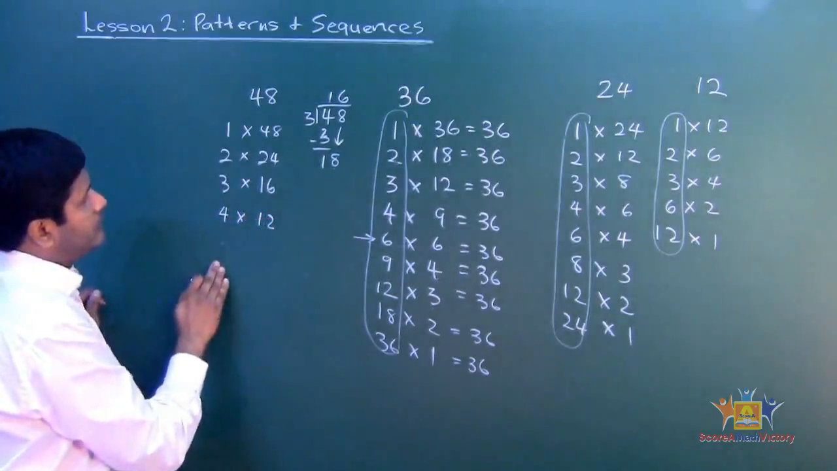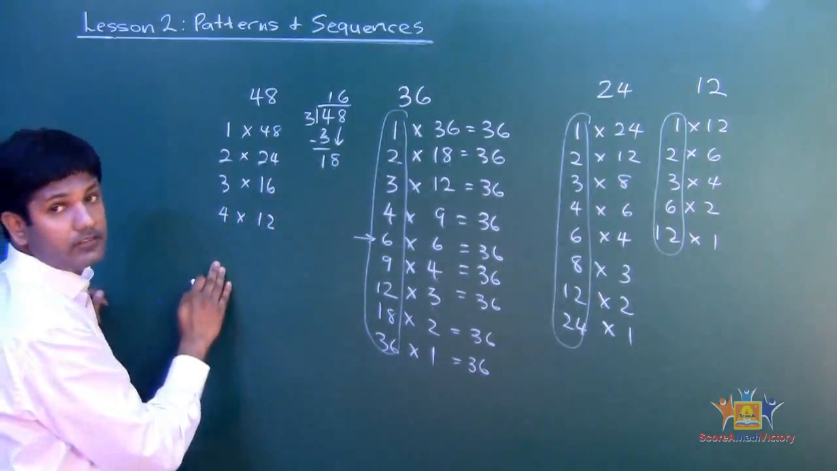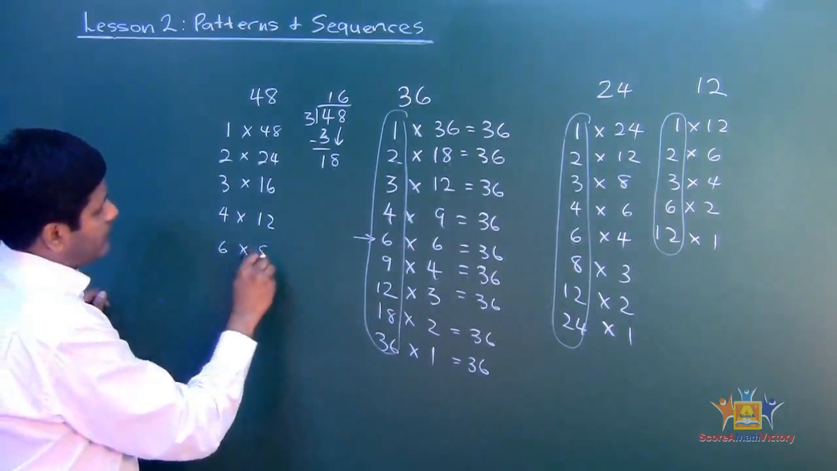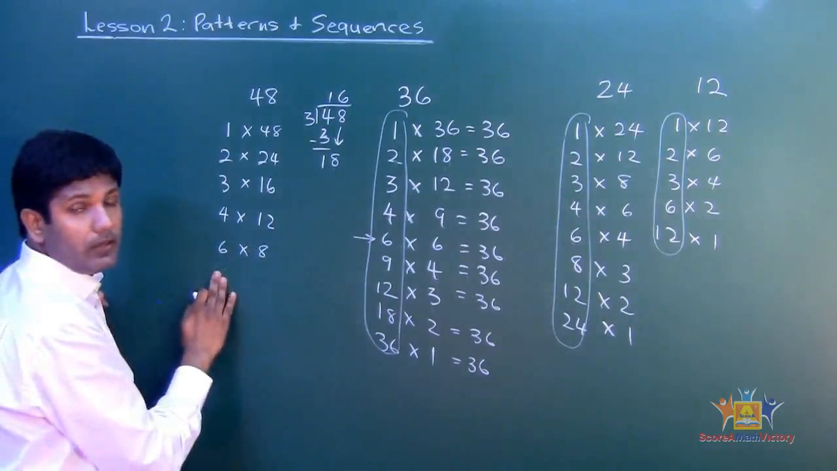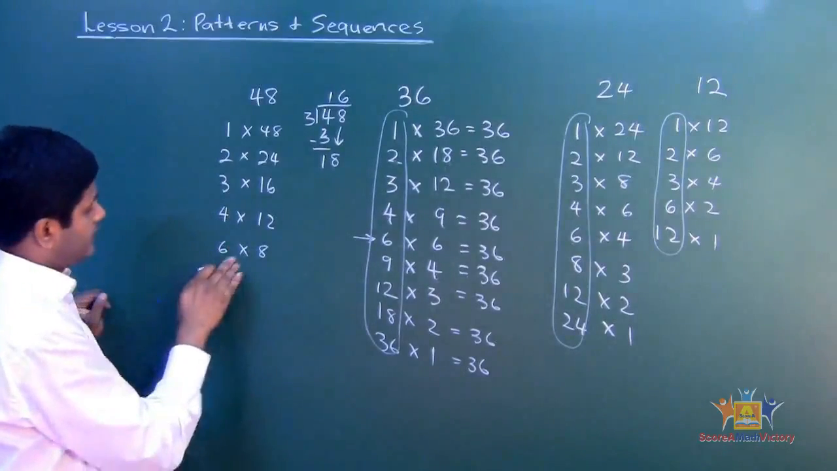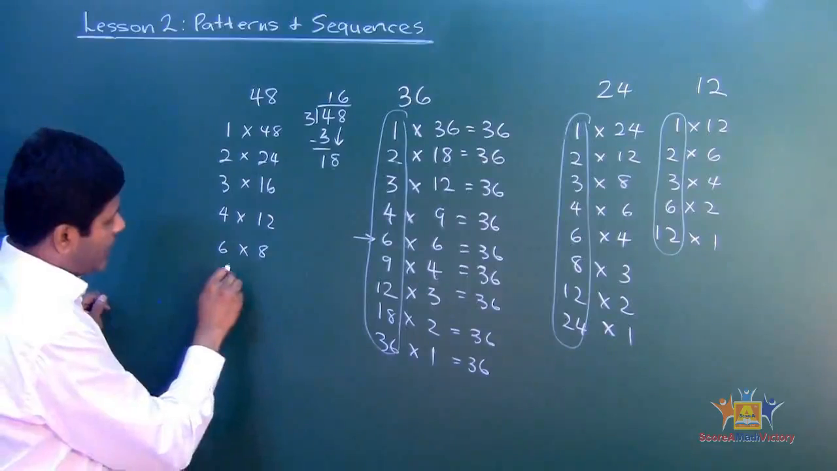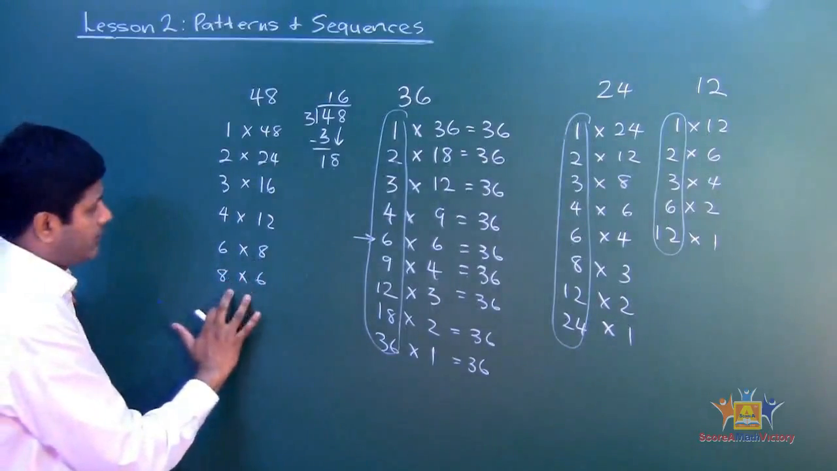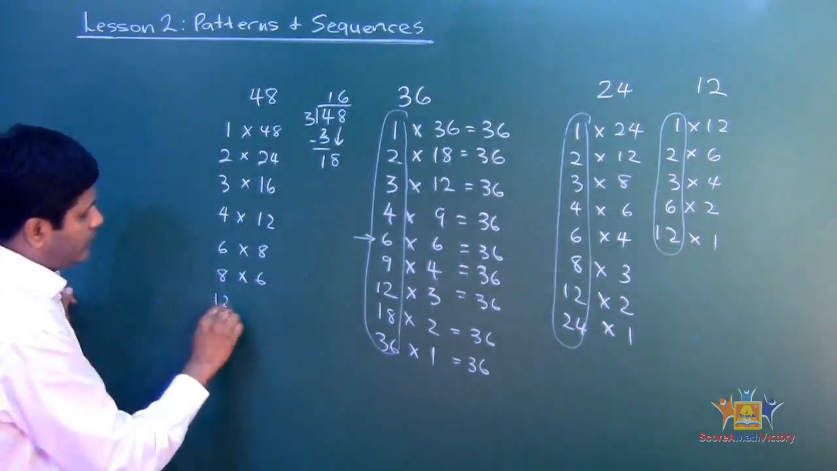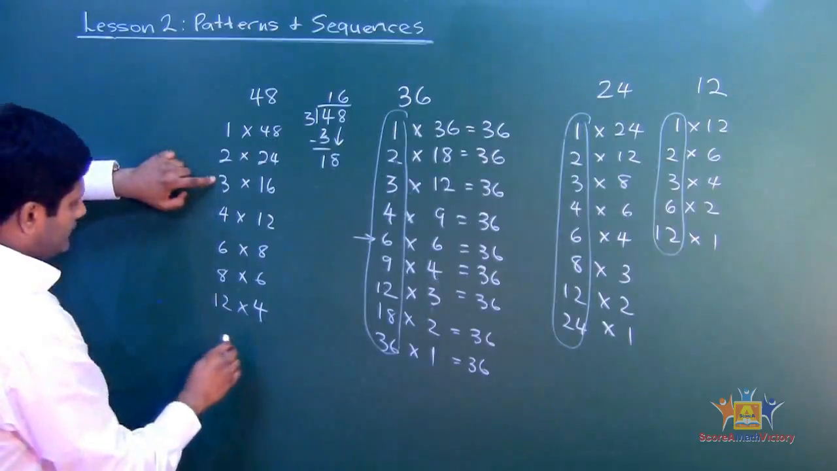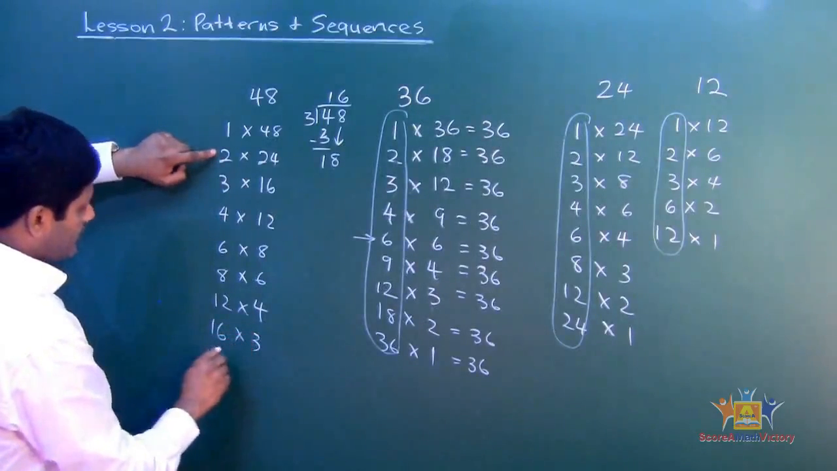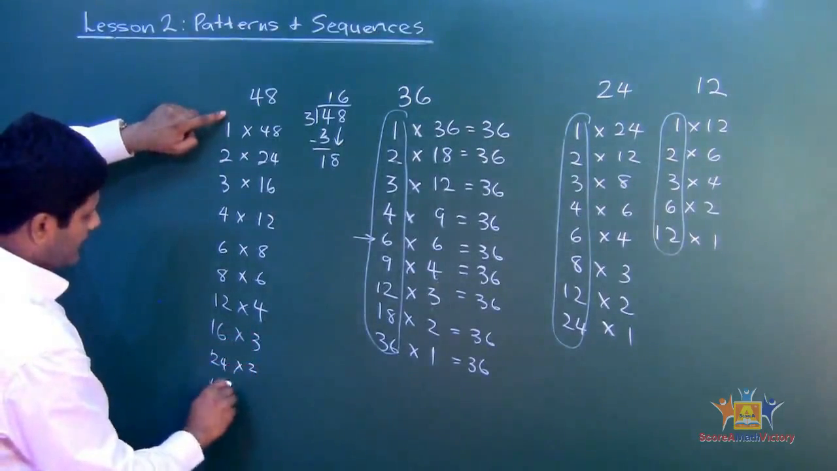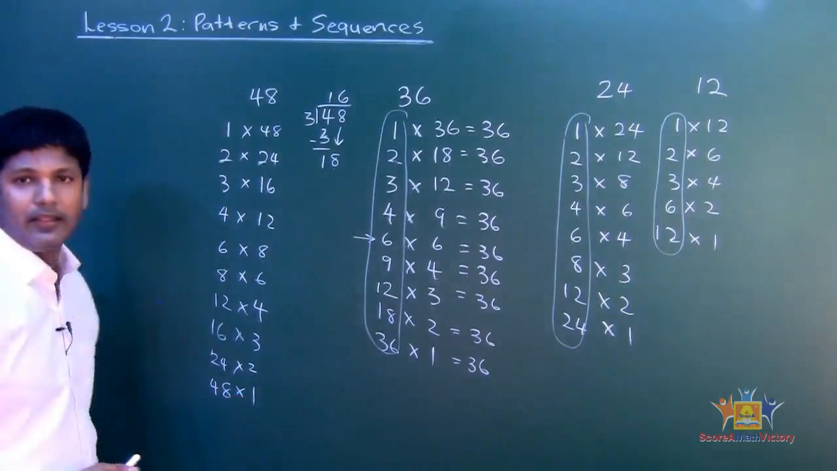5 you cannot. 6, can you do 6? 6 times 8. See that? 6 times 8 is 48. So 6 times 8. And then 7, no. How about 8? Yes. 8 times 6. See, now you're flipping. See that? The 6 times 8 now becomes 8 times 6. Now on will be 12 times 4. 16 times 3, 24 times 2, and 48 times 1.